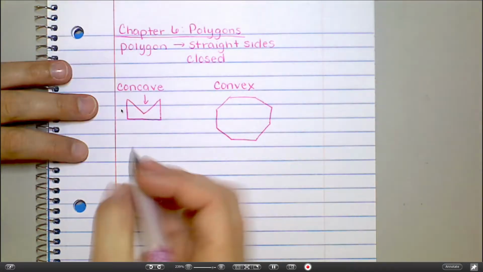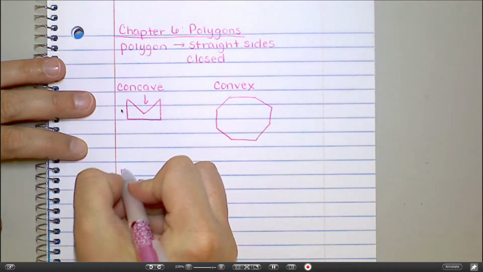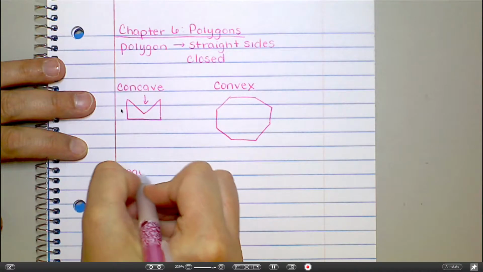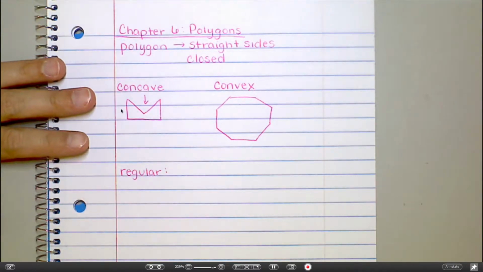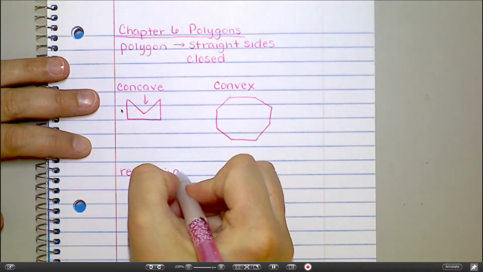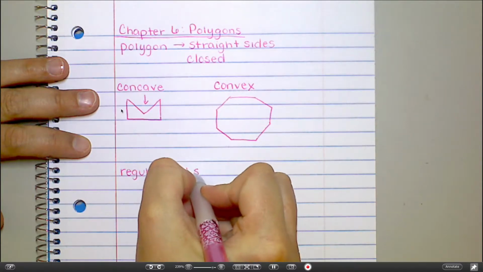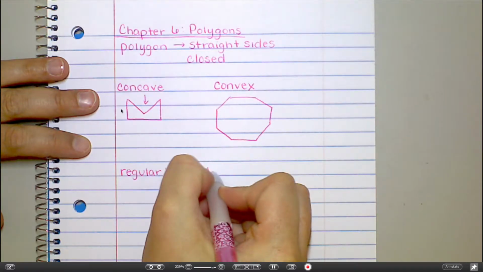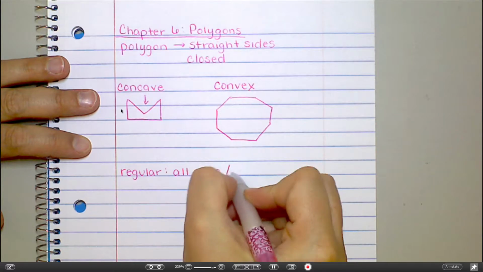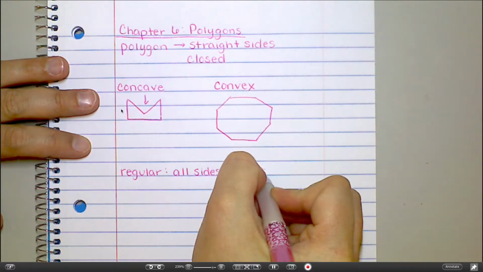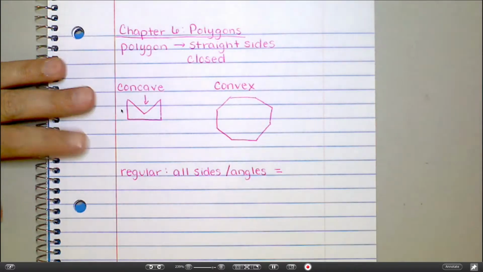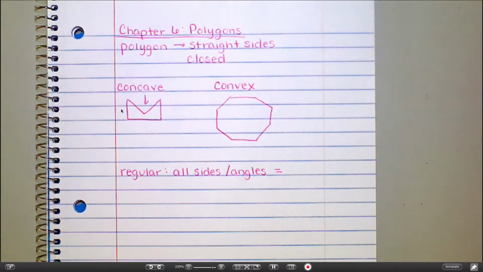The other thing we talk about is regular. What does regular mean? Do you remember? Okay, all sides and angles, yep. All sides and angles are equal for it to be regular.